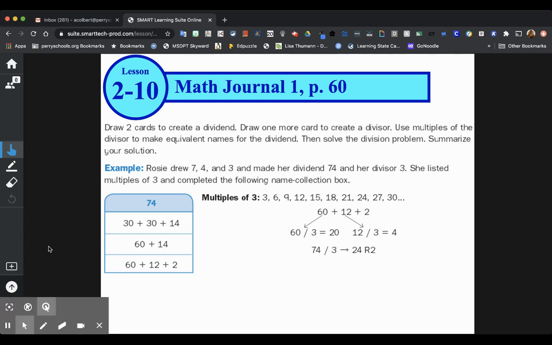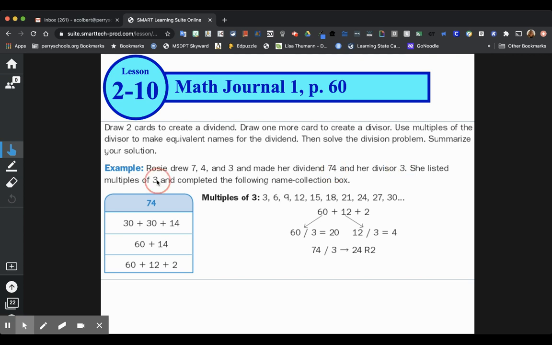So we see here we drew the cards 7, 4, and 3. So she made her dividend 74 and her divisor 3. She listed out all the multiples of 3, and then she completed a name box. So she listed 3, 6, 9, 12, 15, 18, 21, 24, 27, 30, and so on. She would keep going until she got to a number as close as she could to 74.